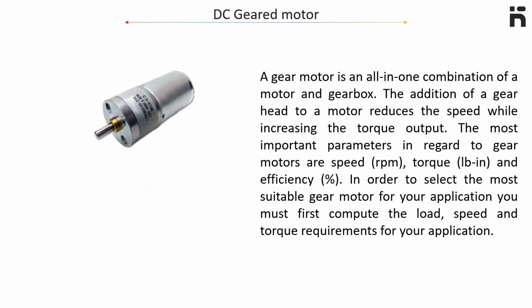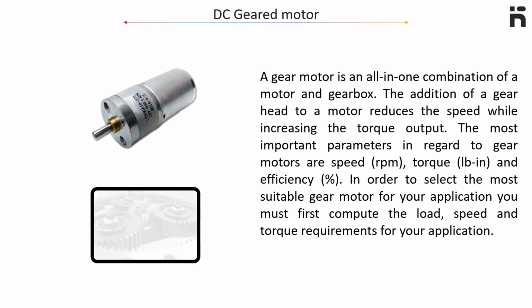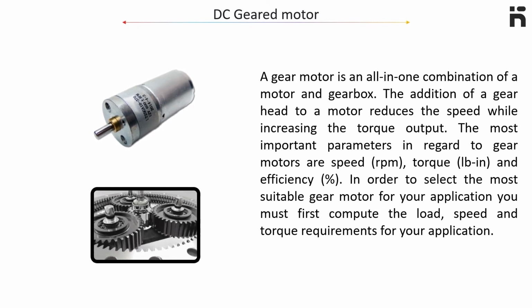The most important parameters in regards to gear motors are speed, measured in RPM, torque in lb-in, and efficiency in percentage. In order to select the most suitable gear motor for your application, you must first compute the load, speed, and torque requirements for your application.